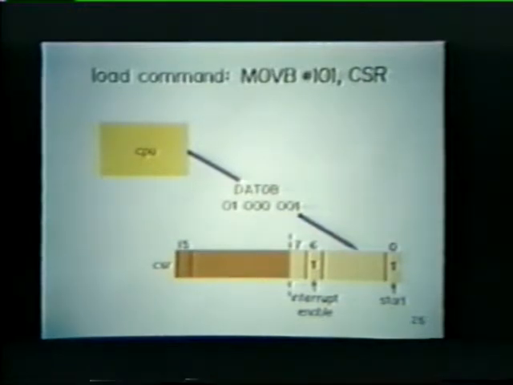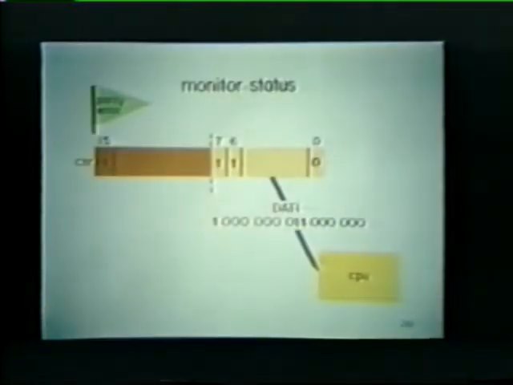A load command, such as a move byte instruction, is used to set the appropriate bits in the CSR. The move byte instruction generates a data OB, and the selected bits are placed on the unibus data lines. In this example, bit 0, start, and bit 6, interrupt enable, are set in the CSR during the data OB. When the CPU wants to check on the condition of the peripheral, it issues the appropriate instruction.